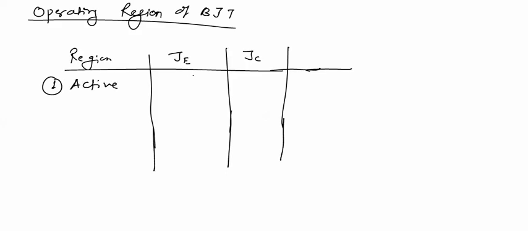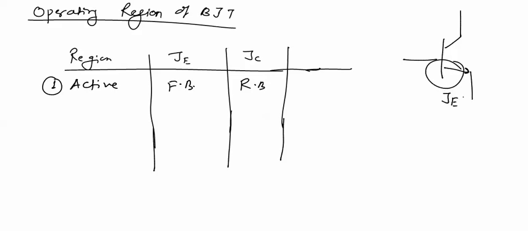In the active region, the transistor is said to be biased in active region if the emitter junction is forward biased and the collector junction is reverse biased. If this is a transistor, this junction will be the emitter junction JE and this junction will be the collector junction JC. We'll see the problems in which we'll explain in detail what is the active region, and how JE is forward biased and JC is reverse biased.